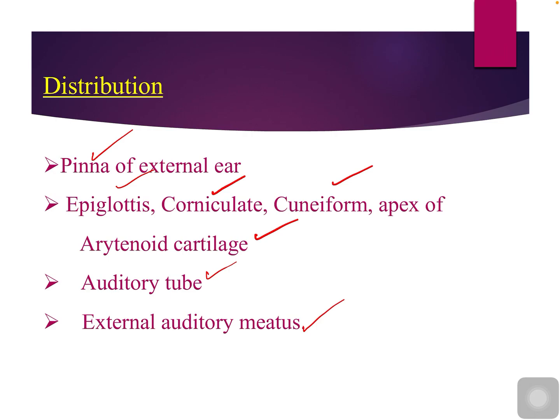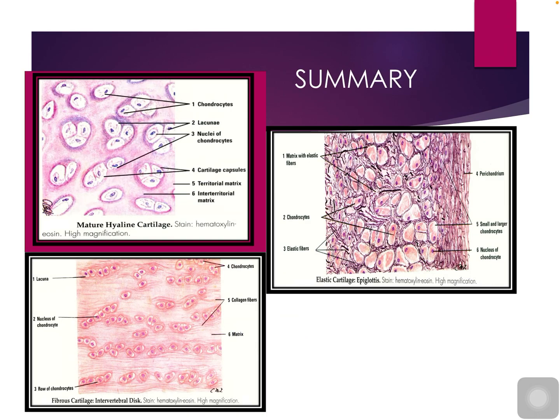So we have completed the different types of cartilage. So this is the summary. Can you identify all the cartilages? So this is a typical cell nest. So what is this cartilage? Hyaline. They are arranged in rows. They are fibrous cartilage. Here elastic fibers are predominant. The cells are singly arranged. It is elastic cartilage. I hope you have understood this topic, histology of the cartilage.